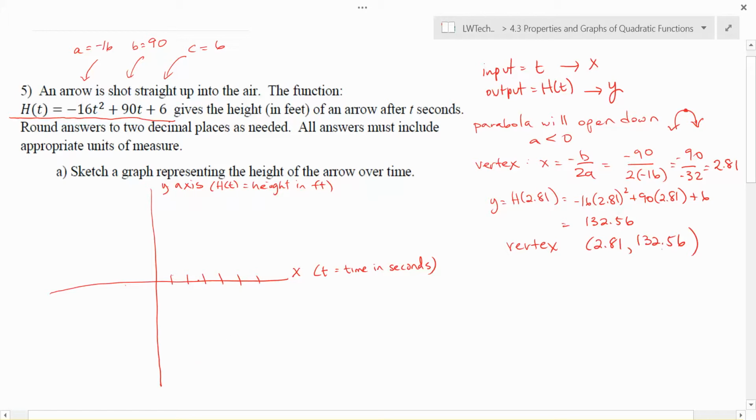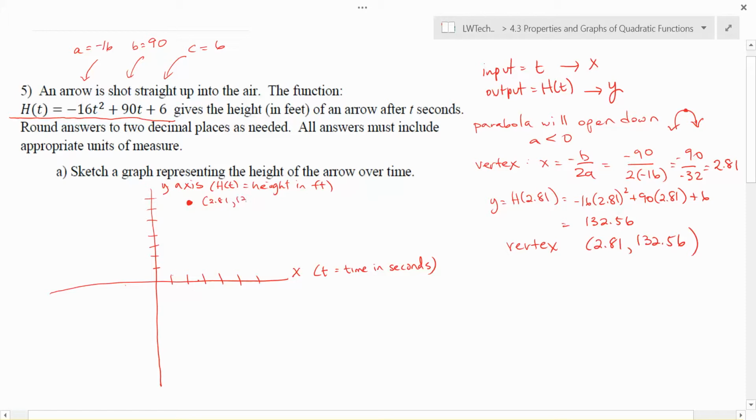The height, however, is up at 132.56. That's pretty far up on the axis, so maybe count by 20s: 20, 40, 60, 80, 100, 120, 140. So we're going to be out about halfway there. That's going to be the point of our vertex, and I'm going to go ahead and just write the coordinate point here as reference for us later.